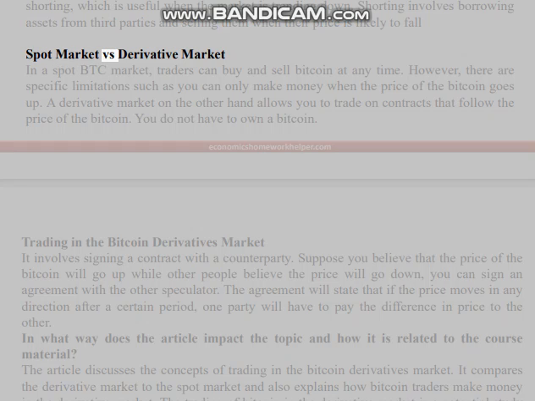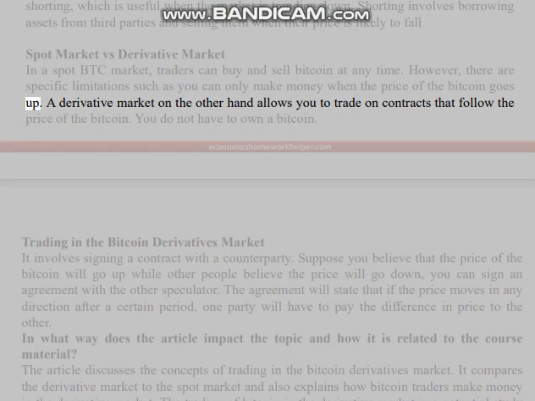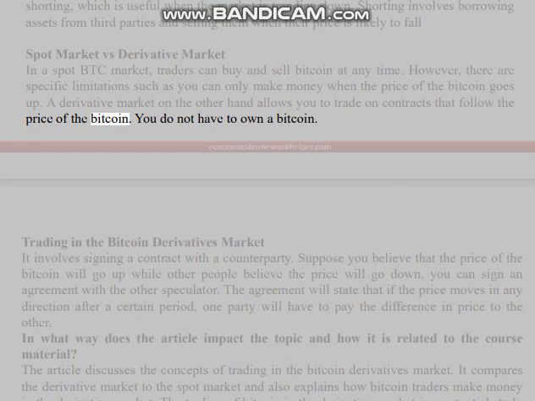Spot market versus derivative market. In a spot BTC market, traders can buy and sell Bitcoin at any time. However, there are specific limitations, such as you can only make money when the price of the Bitcoin goes up. A derivative market, on the other hand, allows you to trade on contracts that follow the price of the Bitcoin. You do not have to own a Bitcoin.